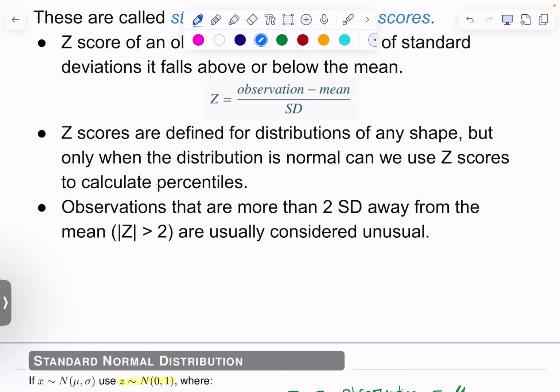But in z-score terminology, we tend to use probabilities, right, to calculate percentiles or probabilities.